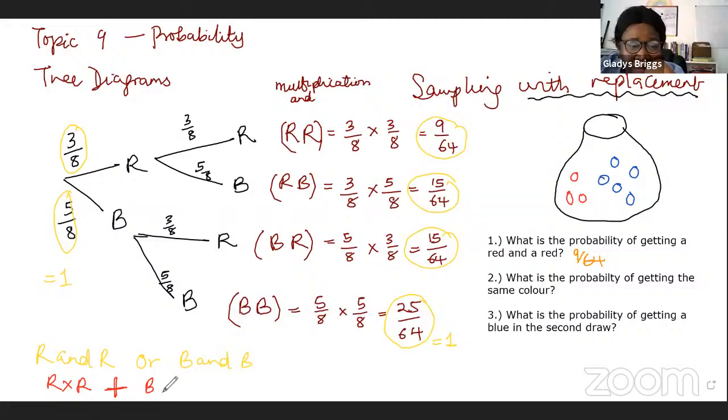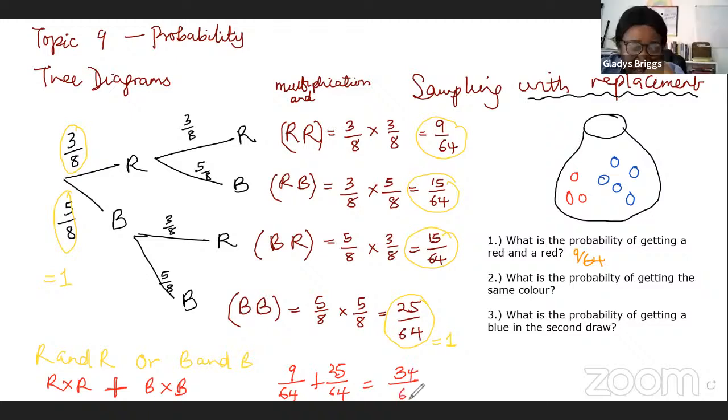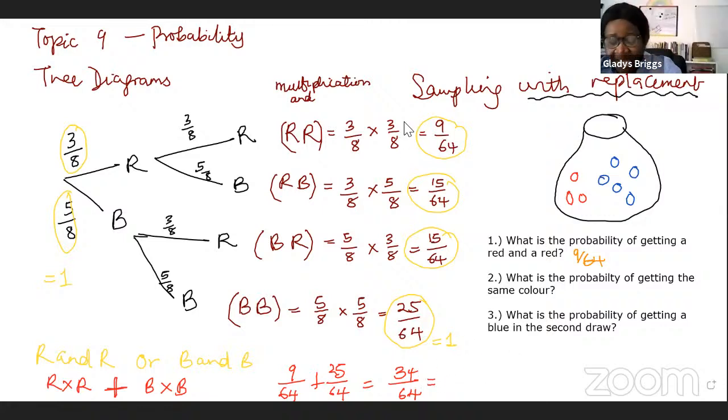And then blue and blue, you have to times them. We've already times them here. Can you see them here? That's what Adam was trying to say. So we just take the one that we have times already. That is 9 over 64. And then we add them to 25 over 64. That's going to give us what? 34 over 64. The denominator always stays the same. So you can simplify that if you want, or you can leave it as it is, okay?